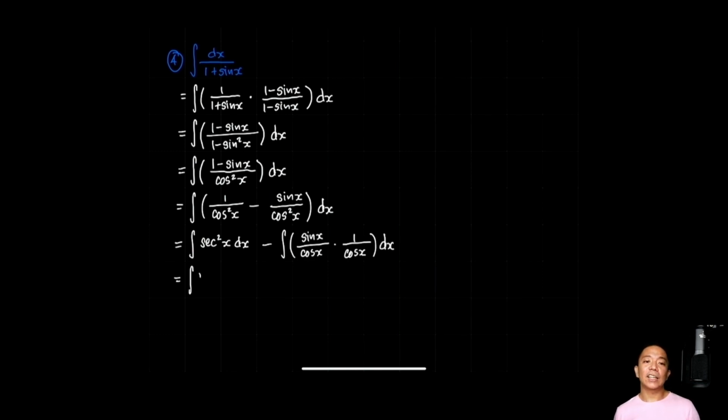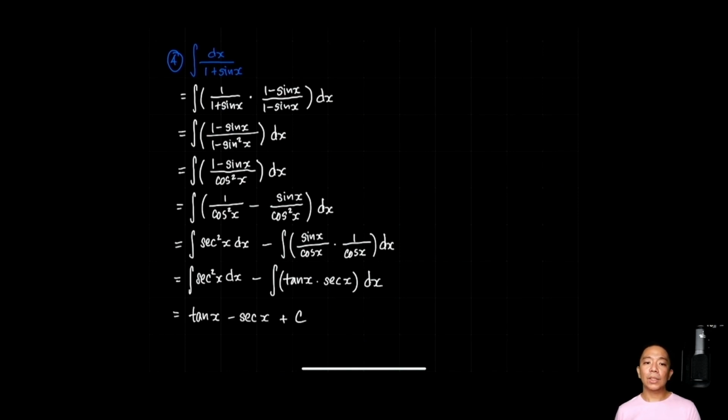I-split din natin siya, similar dun sa ginawa natin sa previous item. And we'll have the general antiderivative of secant squared x minus the general antiderivative of tangent x times secant x, which is parehong nandun sa listahan natin ng derivatives and antiderivatives of trigonometric functions. So, anong function ang derivative niya? Ang secant squared, that will be tangent. So, the antiderivative of secant squared is tangent x.